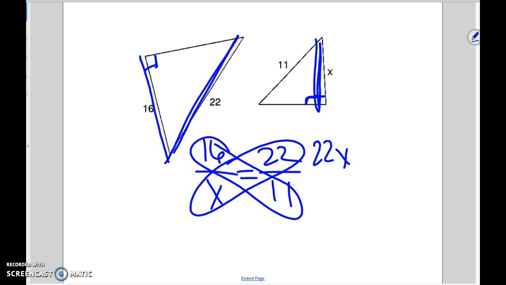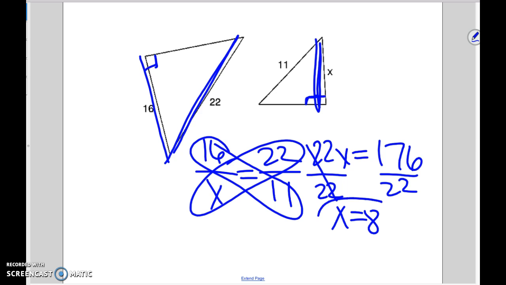So we need to do 11 times 16, which is 176. When you do that, you'll divide by 22 on each side, and 176 divided by 22 will give you 8. So your missing side on this one is 8.